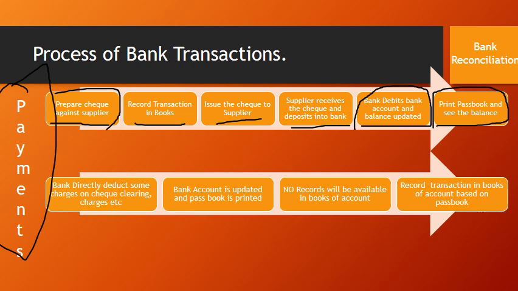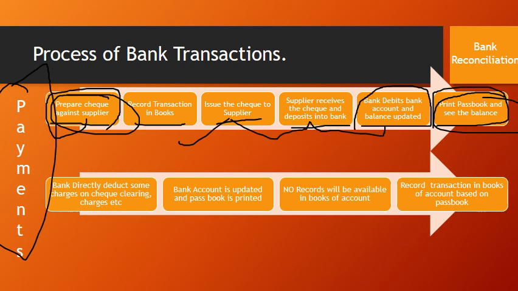So when we prepare a check, it is issued to a supplier, the supplier deposits it into a bank and the bank clears it. After this, the passbook will get updated. Till that time, there will be a difference between the bank book in the business and the passbook or bank statement.